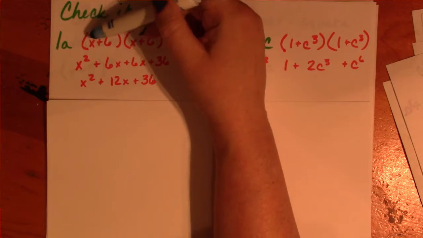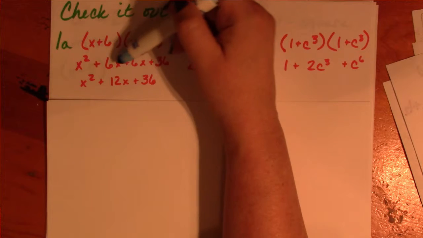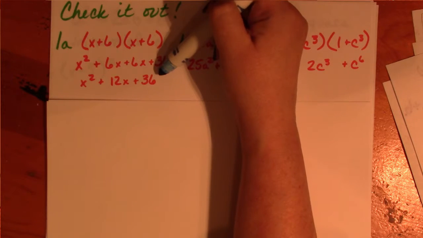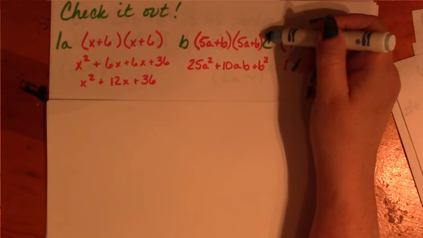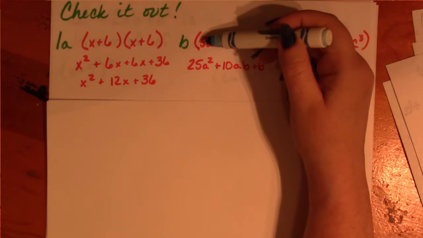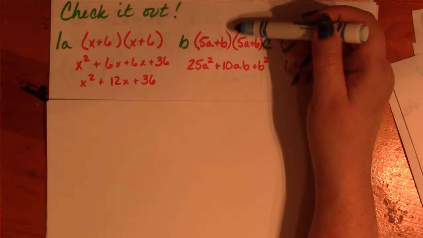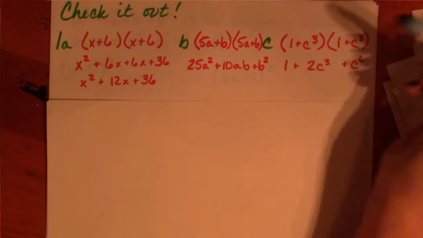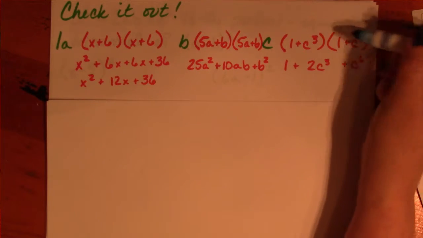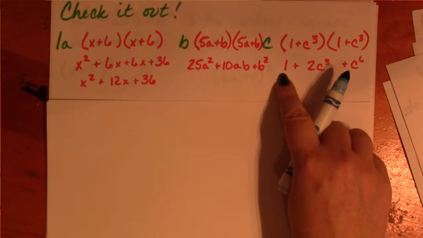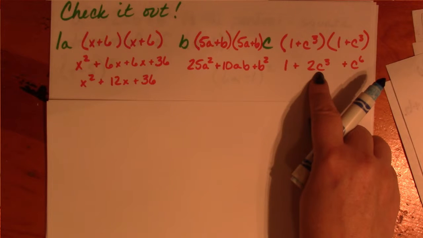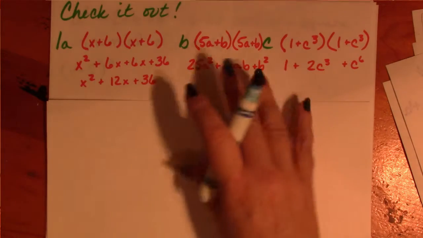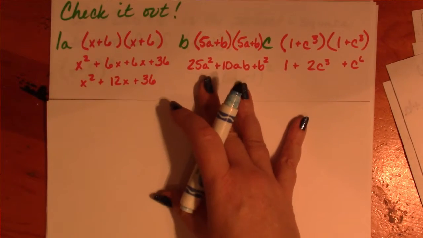Check it out. Number 1, when we square x plus 6, we're going to end up with x squared plus 12x plus 36. 5a plus b squared is 25a squared plus 10ab plus b squared. 1 plus c cubed squared is 1 plus 2c cubed plus c to the 6th. Please ask if you have any questions.